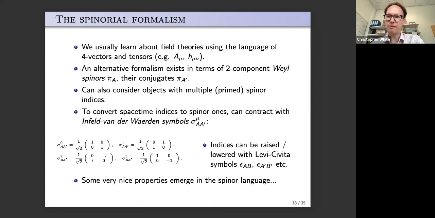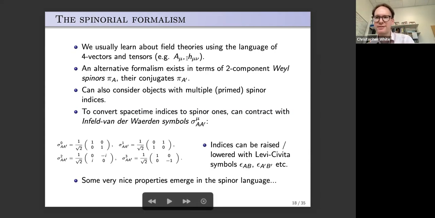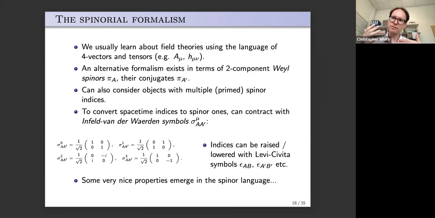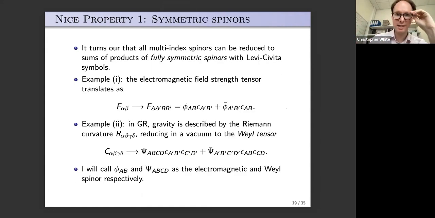Now, if you've not seen this before, you really have to study this formalism. There are some very good references which I can point people to if they want. But you may be wondering, why on earth would you do this? If you feel comfortable with 4-vectors and tensors, why would you translate to a completely different formalism, which is what the GR people did in the 70s or so? And the answer is that some very nice properties emerge in the spinor language. So very often in physics, you use the mathematical language that's most convenient for what you happen to be talking about. So let me talk about some of those properties here.